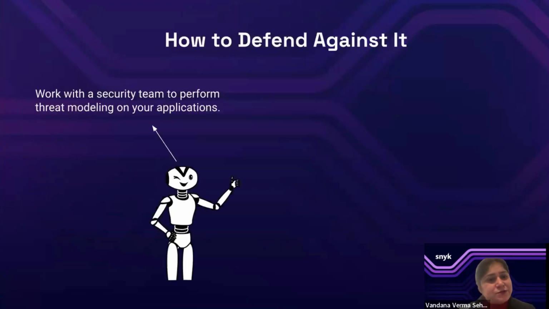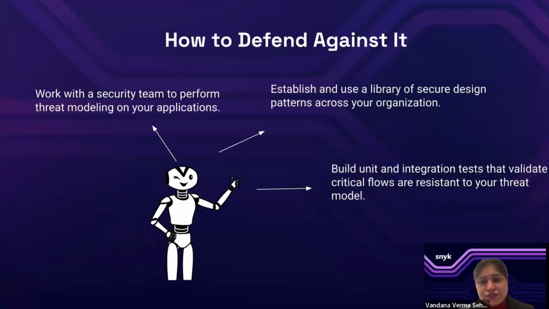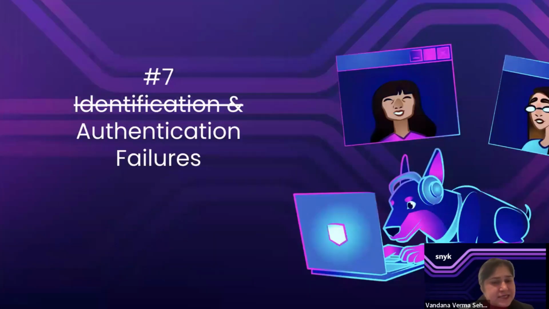Now that's where we need to work with our teams to threat model our applications. Threat modeling is very, very underrated, I feel. But this is something which is key and very important. We need to take a look at how exactly we are implementing our applications. We need to make sure that we're using proper libraries for secure design across our organizations, and that we're properly building those test cases.